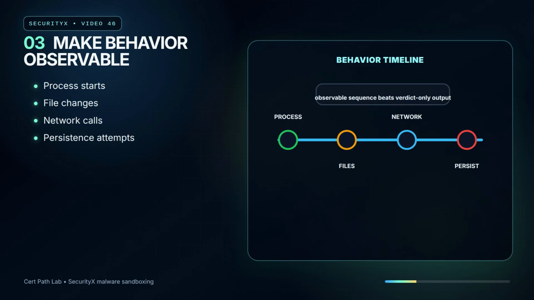Which process spawned? What files changed? Which registry keys or startup locations were touched? What network destinations were requested? The value is the behavior timeline that a defender can validate.